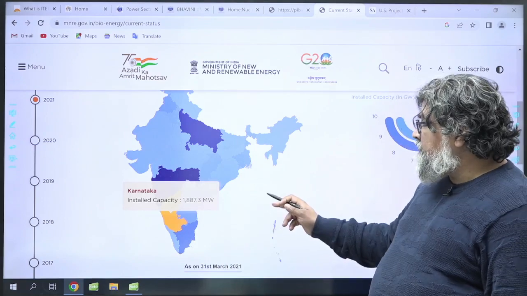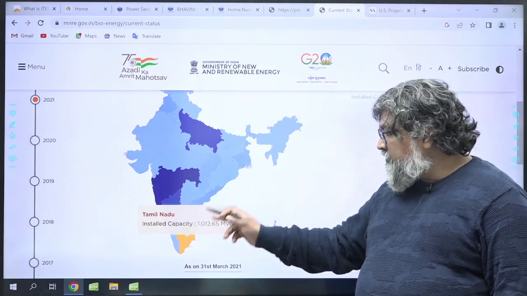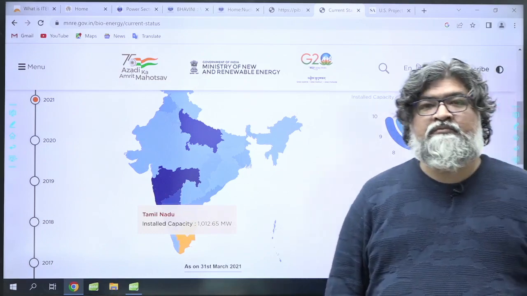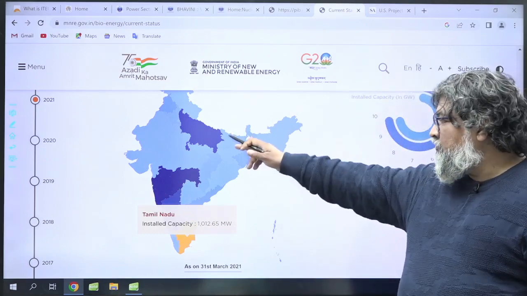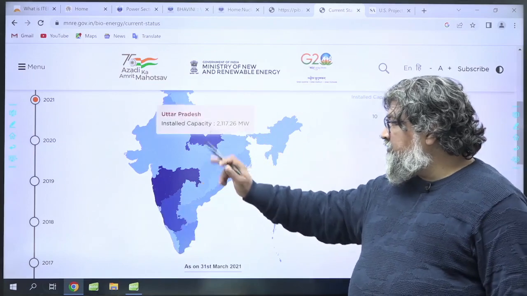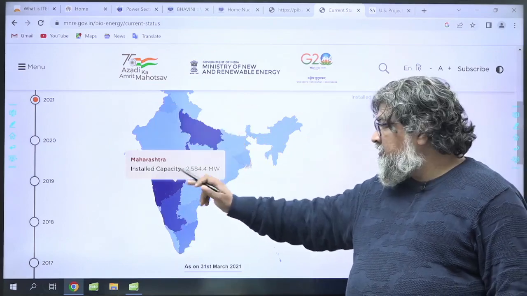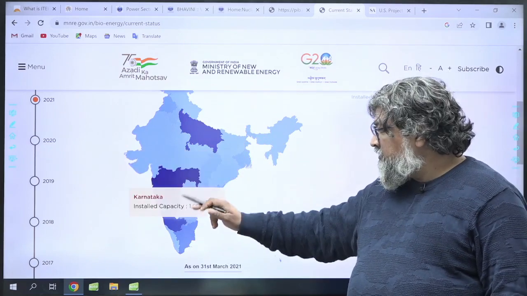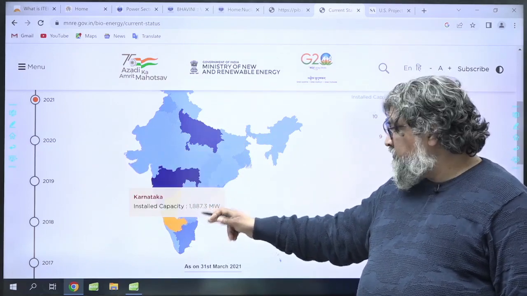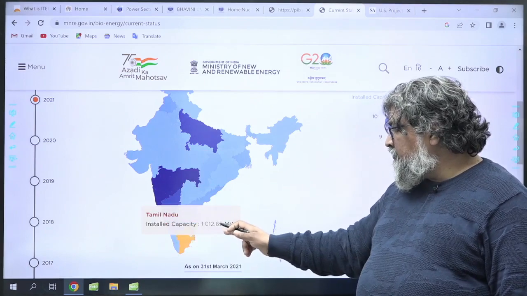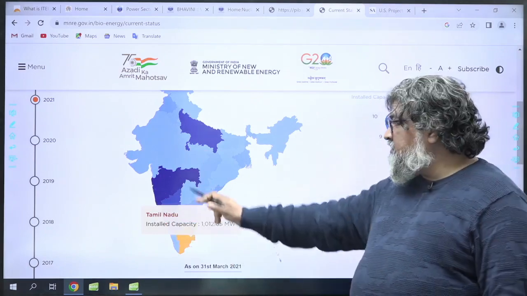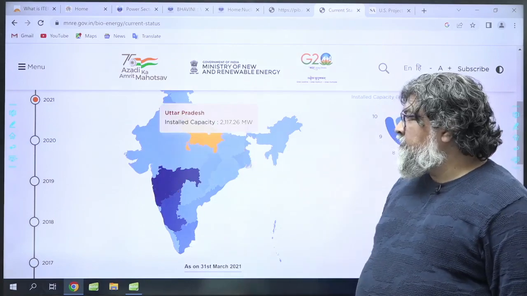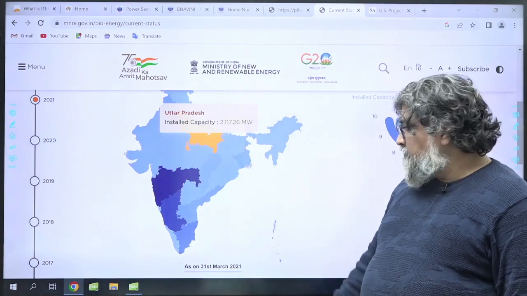This is what you find here. Then comes the next state, Tamil Nadu, 1012 megawatt biomass power. I'll repeat here: Uttar Pradesh, 2117, Maharashtra, 2584, Maharashtra is highest, Karnataka, 1887, and Tamil Nadu, 1012. Highest is Maharashtra, 2584. Second highest is UP, 2117, right?